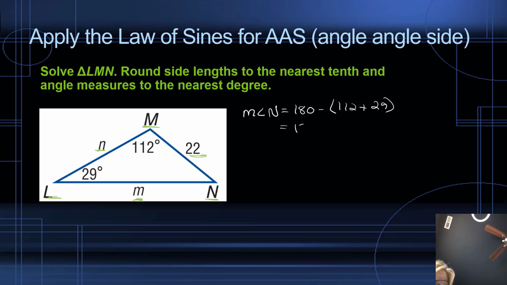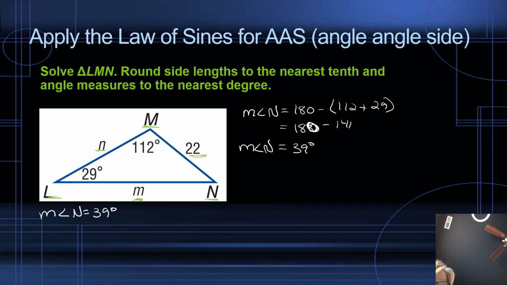Okay, so we say 180 minus 141, which gives us 39 degrees. So that means the measure of angle N is 39 degrees. I'm going to come down here because we need three things to finish this triangle. I'm going to say the measure of angle N equals 39 degrees.